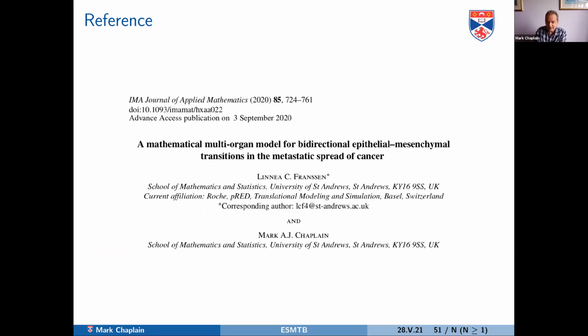And then last year, Linnea updated the model a little bit more, because in addition to epithelial mesenchymal transition, EMT, there's also the reverse. Mesenchymal cells can also revert back to a more epithelial-like phenotype. So there's something called MET. So you get EMT and MET. And so we have already incorporated that into the model, and that was published last year.